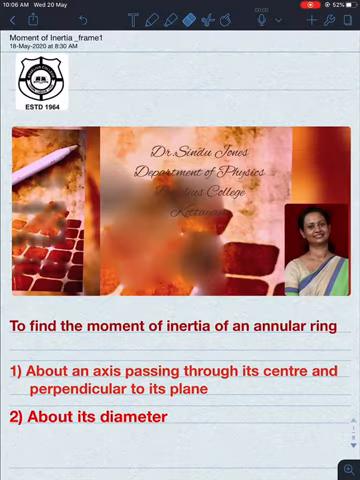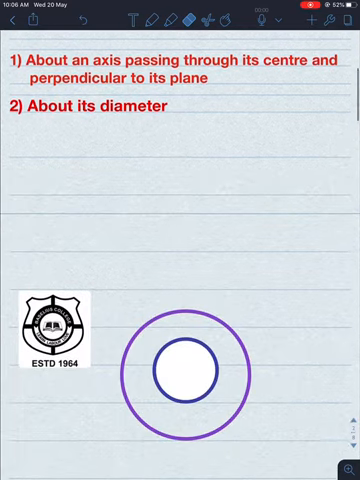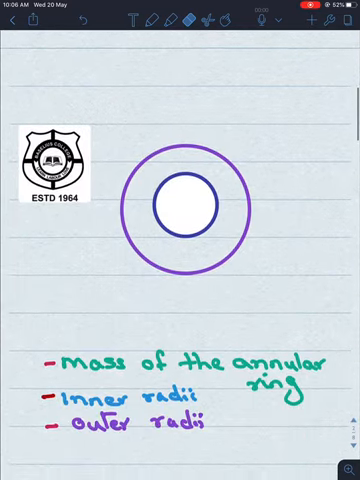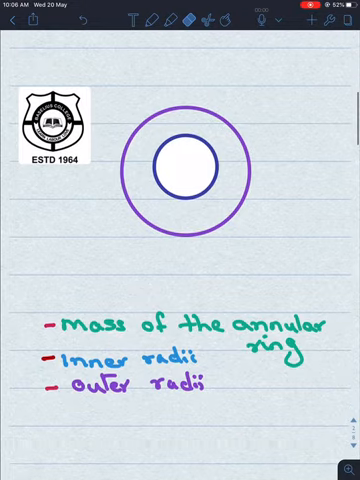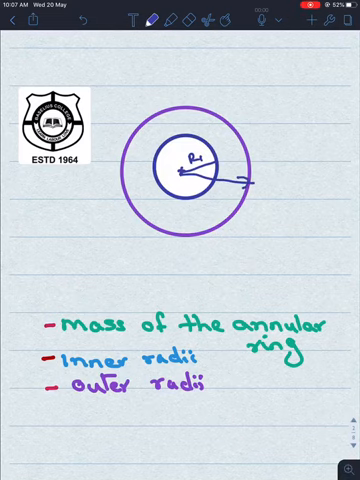Good morning all. Today we shall learn how to find the moment of inertia of an annular ring about an axis passing through its center and perpendicular to its plane, and also about its diameter. So before we start, we have to see what an annular ring is. It is just a thick ring of inner radius R1, and outer radius R2.